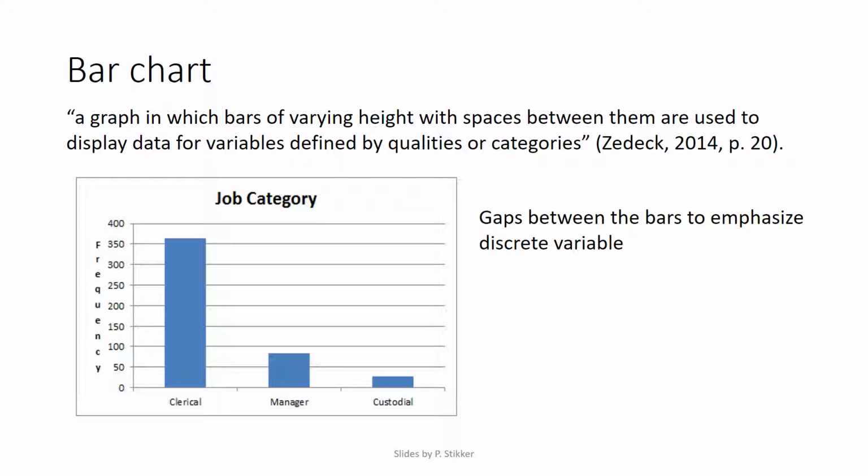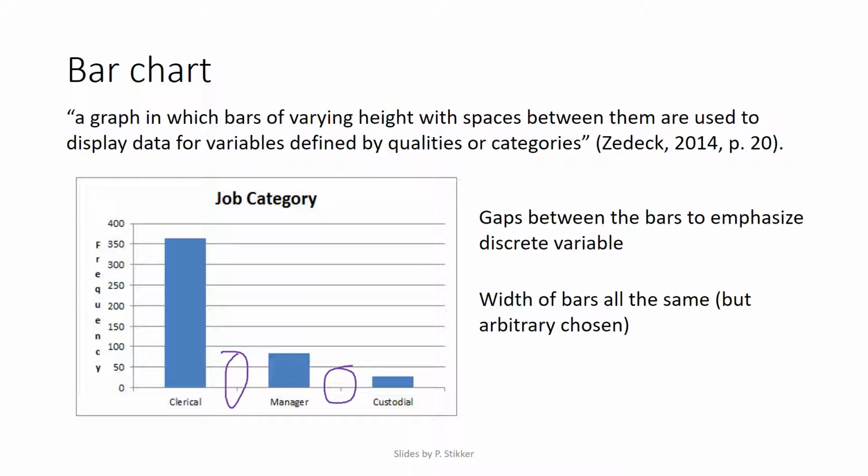So when you have a nominal variable or often also an ordinal variable, but also sometimes a scale variable. If you're counting things, it can actually be discrete. So here we have a gap between clerical and manager and a gap between manager and custodial. The next thing to notice is that the width of the bars can be chosen at random. However, the width of each bar should be exactly the same.